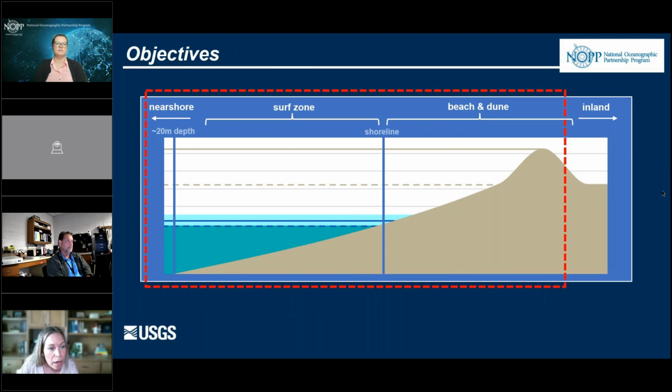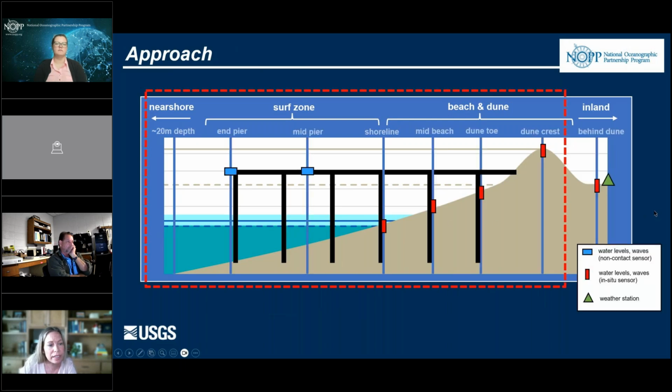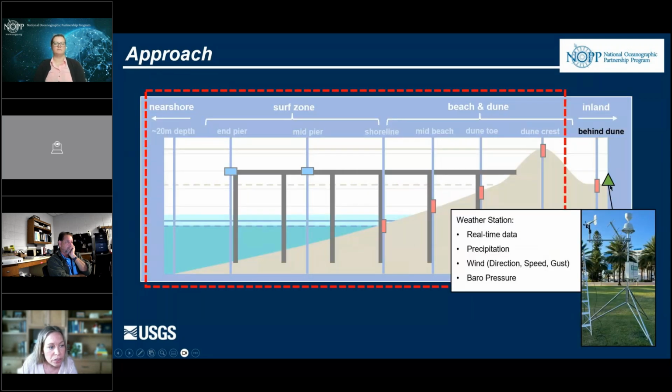And so our approach to meet these objectives is to utilize existing piers and other infrastructure for shore-based deployments, deploying those instruments in cross-shore transects. And we're using a combination of in situ and non-contact sensors. Here I'm just showing an idealized transect where onshore we will have a weather station that is transmitting that MET data in real time.